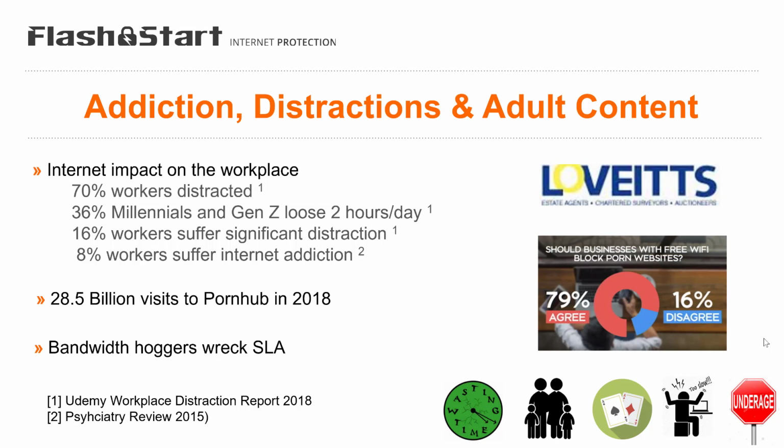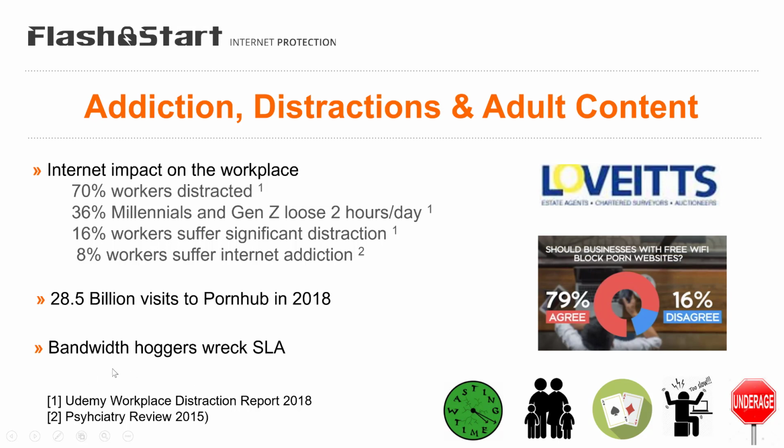Okay, so let's look at porn next. 28.5 billion visits to Pornhub in 2018. That's 4 visits for every man, woman and child on the planet. It's a huge problem. We all know it very intuitively. Some data here from a recent survey of 1,000 users of public Wi-Fi, 80% saying, let's block out porn. It's just not appropriate. It makes sense. So we can do that effectively and cheaply.